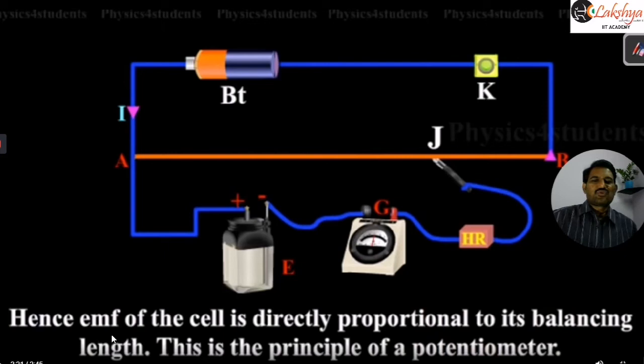So hence EMF of the cell is directly proportional to the balancing length. So this is called the principle of this potentiometer. Got it? This is a circuit regarding this potentiometer, or principle of this potentiometer, or EMF of the cell can also be found like this only. So just by pressing the jockey at different points we find the L value, balancing length. From that we can calculate the EMF of the cell, and you can also compare the EMF of the two cells.